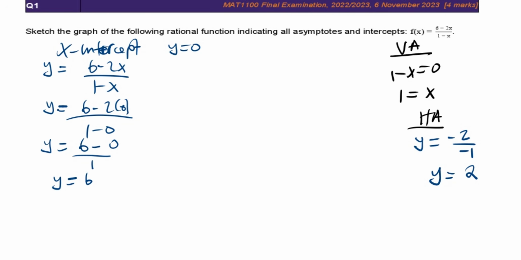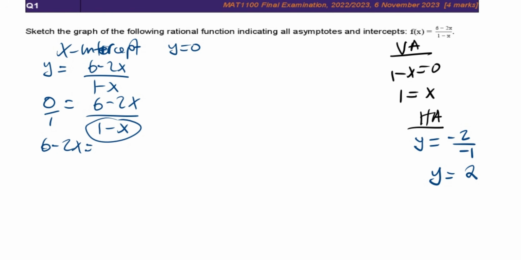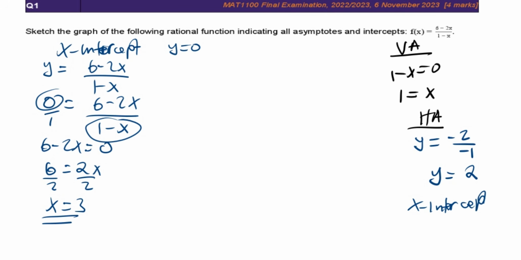So now we are replacing where there is x or y with 0. Now it is the sign, and we're making x the subject of the formula. We cross multiply: 1 times what we have on top, 6 minus 2x, is equal to the denominator times 0, which is 0. So we have 6 equals 2x. We divide by 2, so x will be equal to 3. So the x-intercept is at x equals 3. So when x is 3, y is 0. That's what we have.